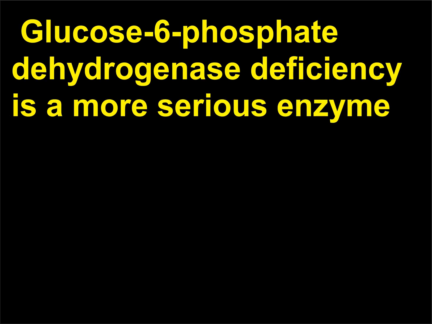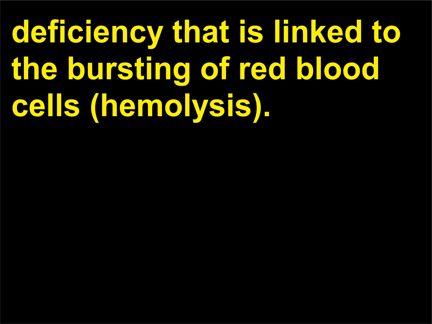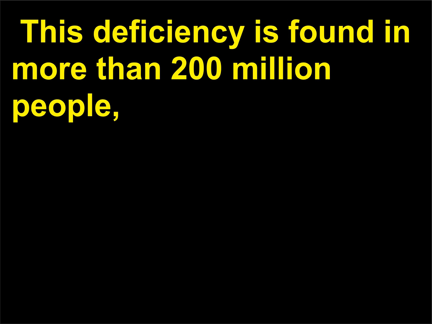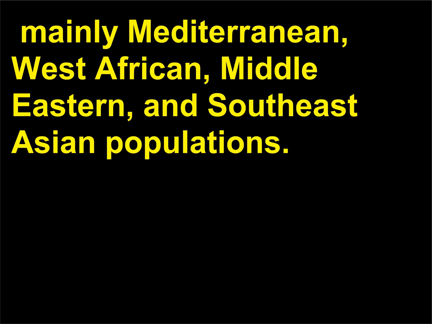Glucose 6-phosphate dehydrogenase deficiency is a more serious enzyme deficiency that is linked to the bursting of red blood cells, hemolysis. This deficiency is found in more than 200 million people, mainly Mediterranean, West African, Middle Eastern, and Southeast Asian populations.